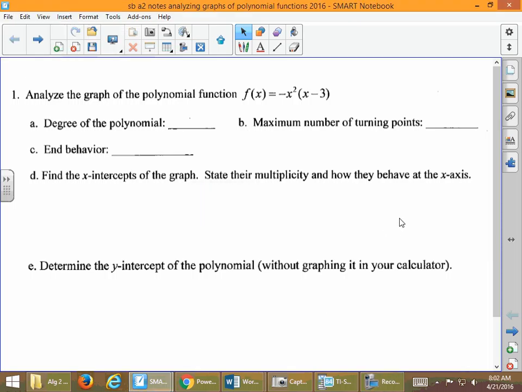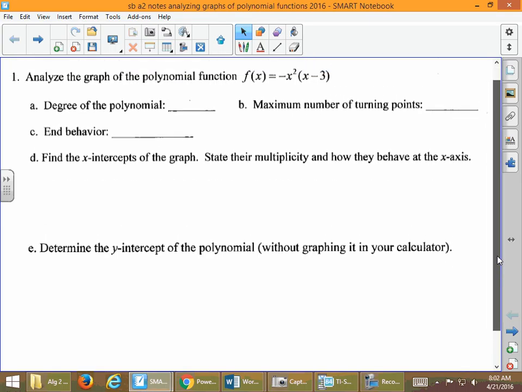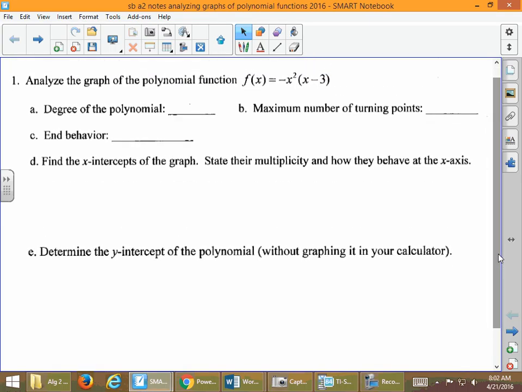So today we're going to talk about analyzing graphs of polynomial functions, and it's really a lot of what we've been working with over the past week and a half or so. And in fact, on some of our review problems that we do at the beginning of the class, we have done some of the same things here.